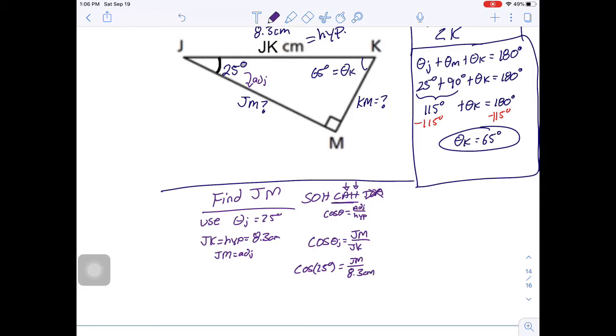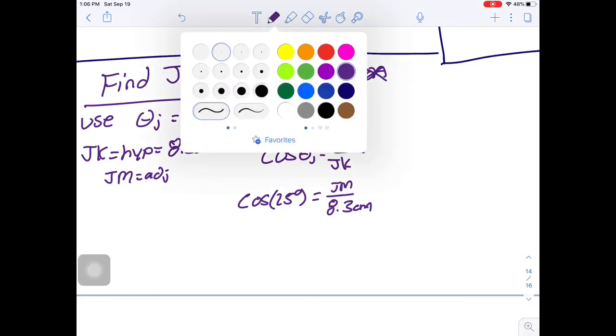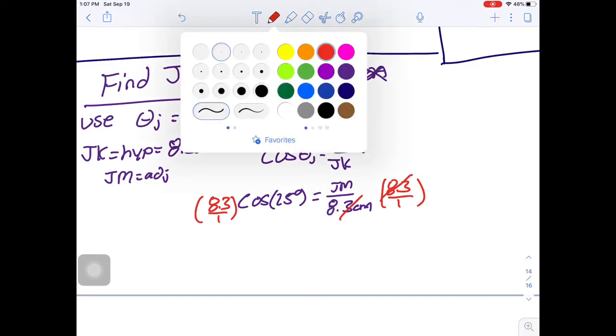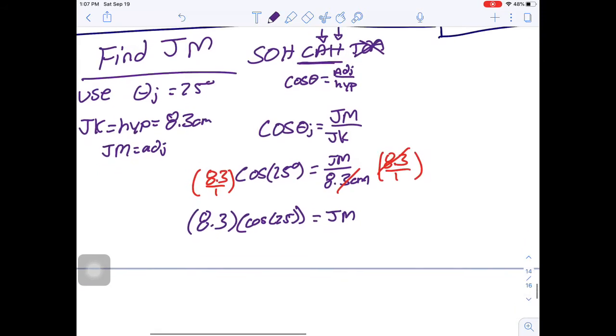And here, we talked about this in our previous sections, how to solve for JM. So to solve for JM in this case, we need to cancel 8.3 on its side. So I'm going to multiply by 8.3 over 1, and I've got to do that to the other side. This cancels your 8.3 out, and we will get 8.3 multiplying cos 25. That equals JM.